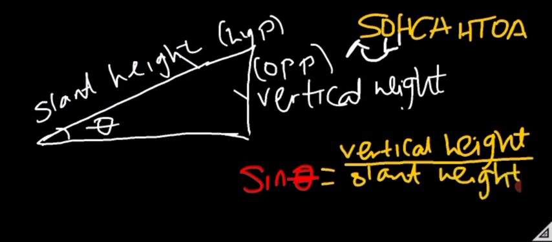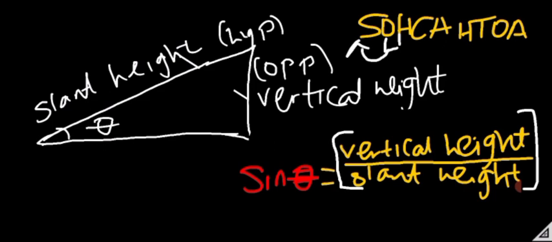Now, sine theta is what? Vertical height over slant height. But we remember that in our first derivation, we know that velocity ratio is what? Slant height over vertical height. Now in this case, sine theta is vertical height over slant height. What does it mean? It means that if I turn this formula upside down, I will have my normal velocity ratio, true or false? Because velocity ratio is the inverse of this formula. So if I turn this formula upside down, I will have my velocity ratio.